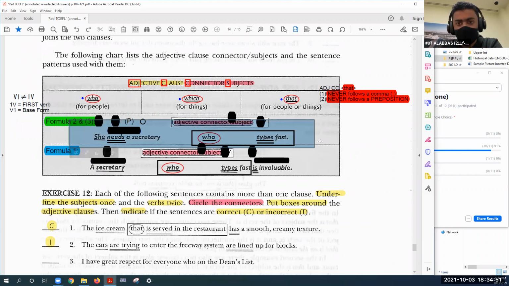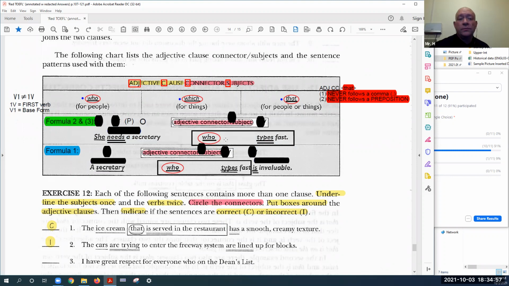She needs a secretary who types fast. Can you give us the main parts here, the key parts? Secretary who types fast. The key parts?